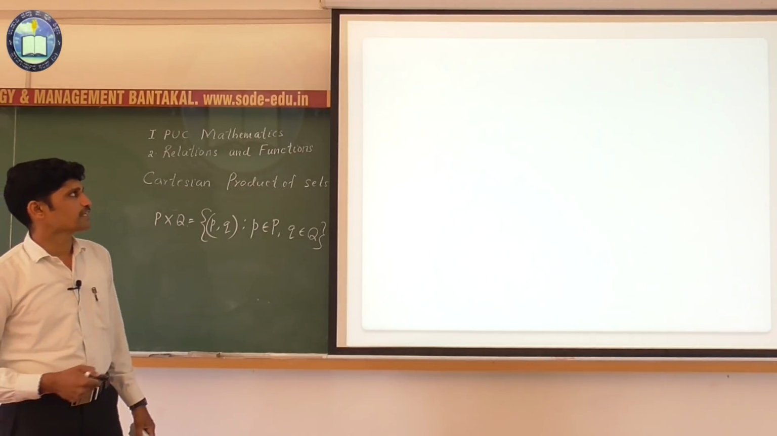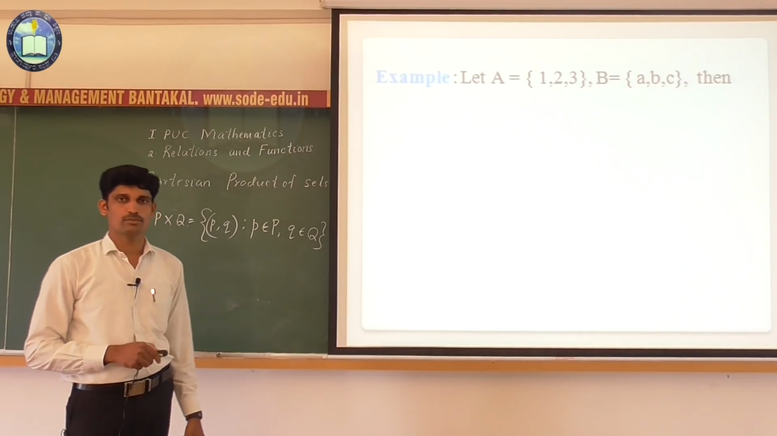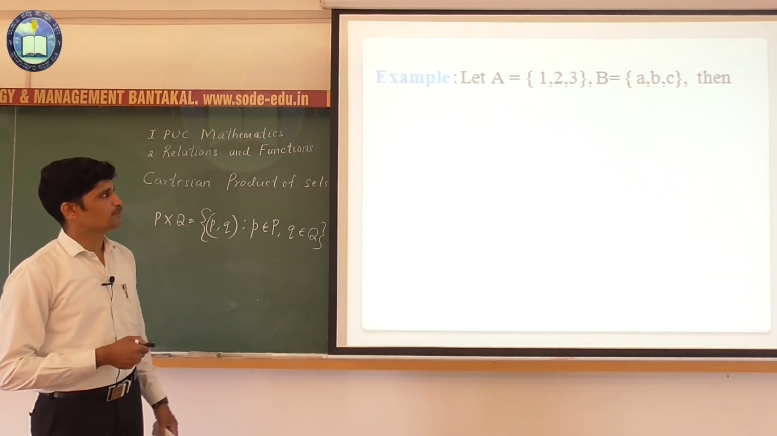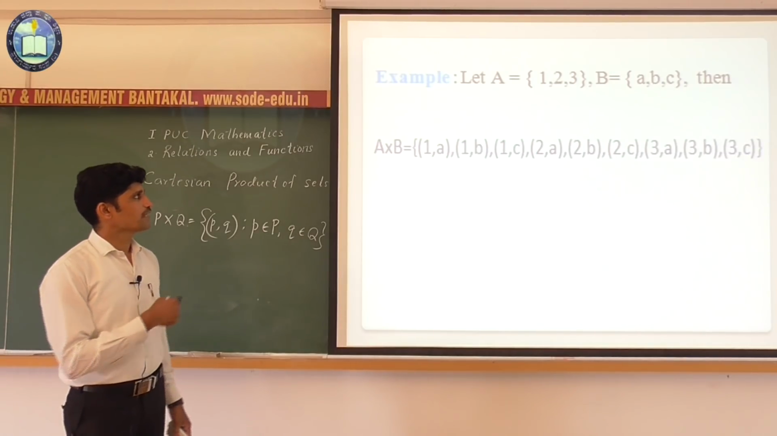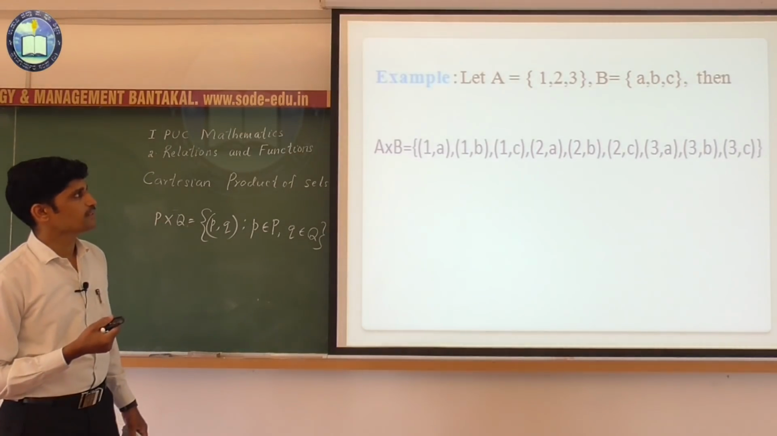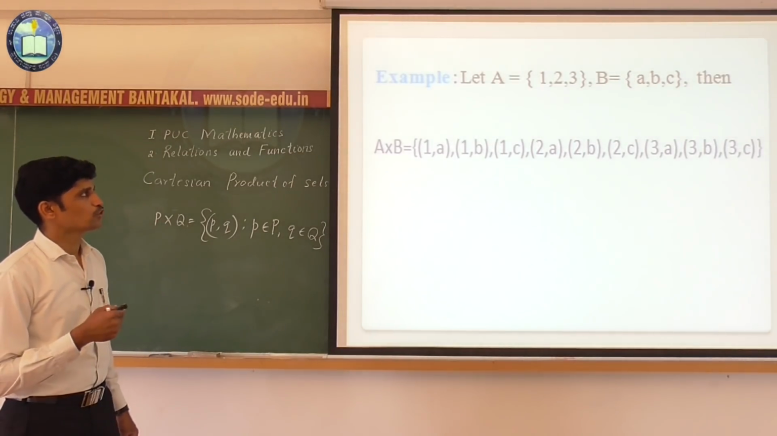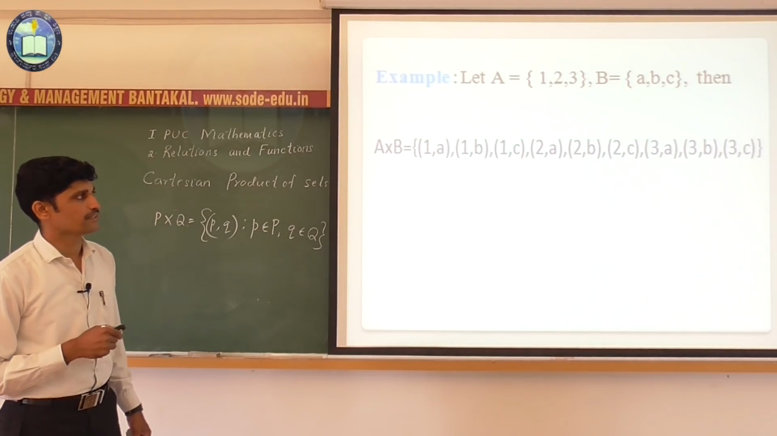We can see some of the examples here. Suppose set A has the elements 1, 2, 3. Set B has the elements a, b, c. Then A cross B will have the elements (1, a), (1, b), (1, c), then (2, a), (2, b), (2, c), (3, a), (3, b), (3, c).